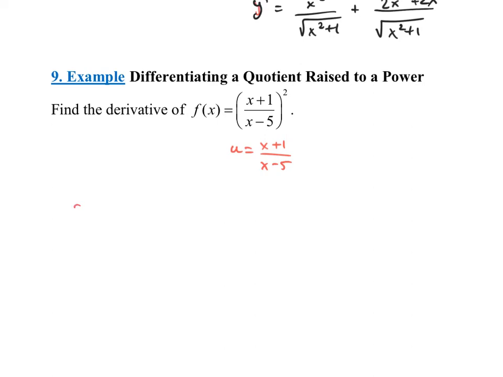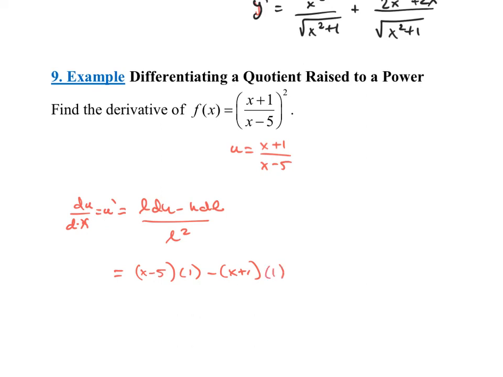So again, if I wanted to find the derivative of u with respect to x, u prime, I would have to do the low d high minus high d low over what's below squared. Well, in this case, the low is x minus 5. The derivative of the high, the derivative of x plus 1, is just 1, minus the high function, which is x plus 1, times the derivative of the low function. Well, the derivative of x minus 5 is just 1, all over the low function squared. So that's x minus 5 quantity squared.